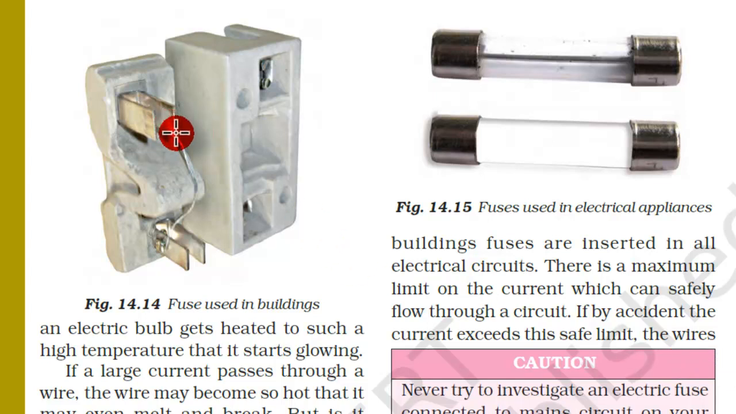This fuse is made up of an element which has a low melting point. When a high current passes through the fuse, it will melt very fast and it will break the circuit. That is, the electric current will not go further inside the house and will save the devices that are used inside the houses.